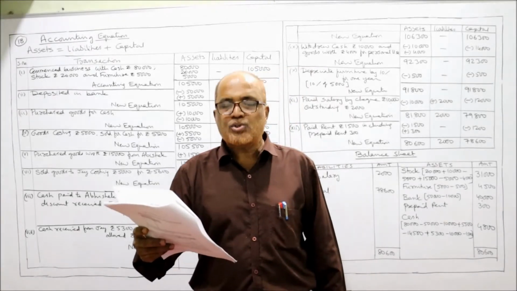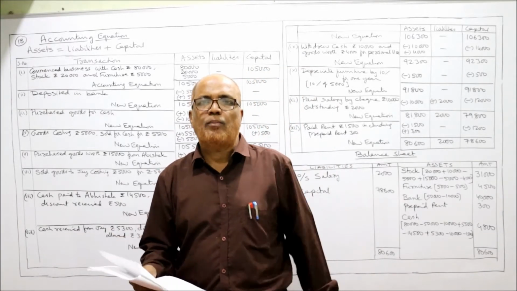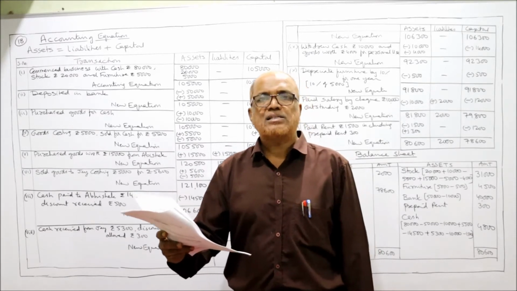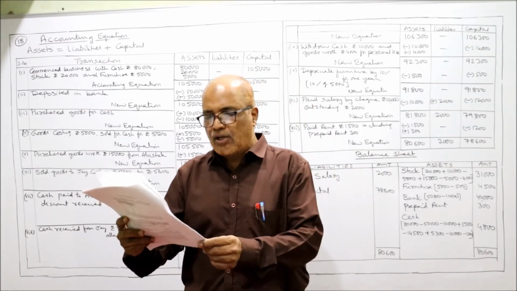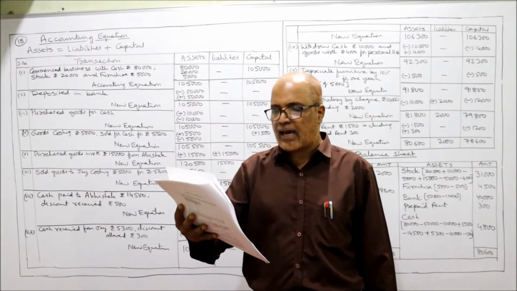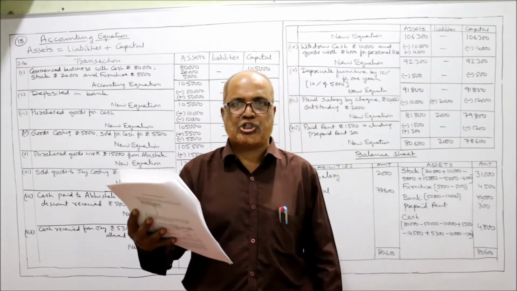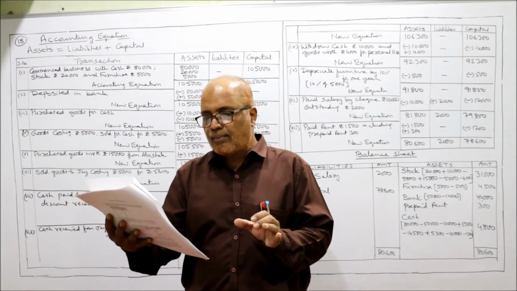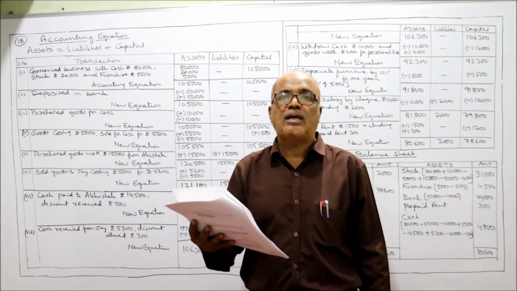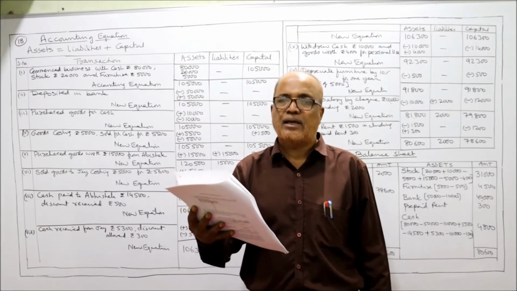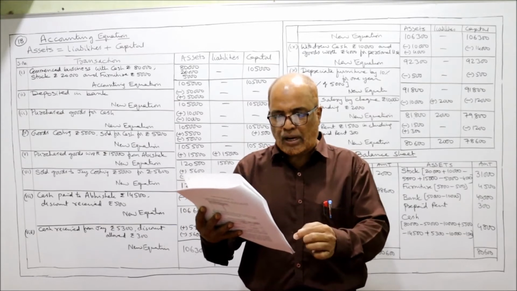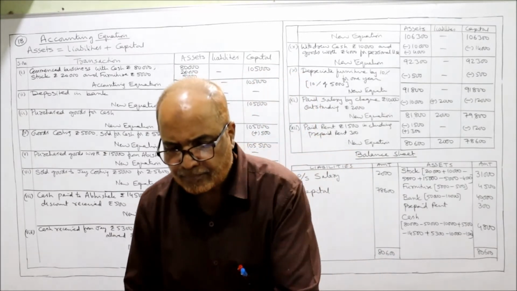Now I'm going to start the last and final problem on this topic of journal and ledger. The last, 18th problem. See carefully. Show the accounting equation on the basis of the following transactions and prepare the final balance sheet. So transactions are given and we have to show the impact of each transaction on the accounting equation, just like the last two problems. So 12 transactions are given.